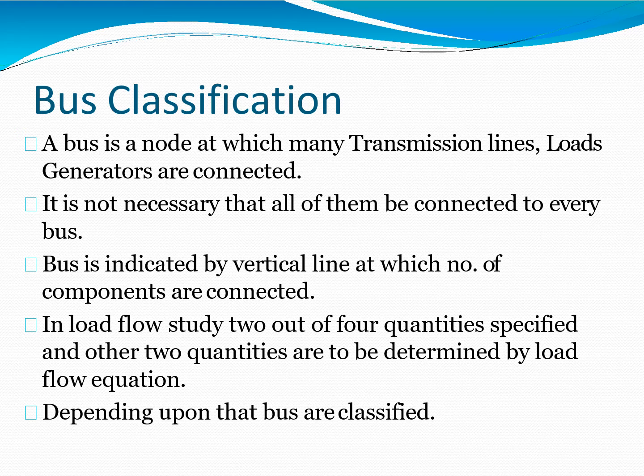In load flow study, 2 out of 4 quantities are specified and the other 2 quantities are to be determined by the load flow equation. The four quantities in load flow studies are active power P, reactive power Q, voltage magnitude V, and angle delta. That angle is the power angle of a synchronous generator or motor.